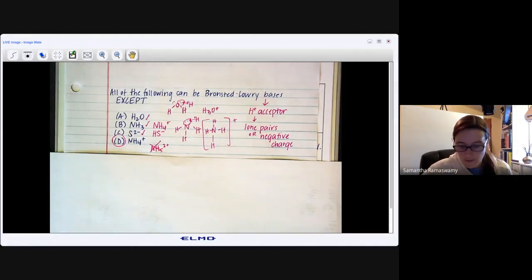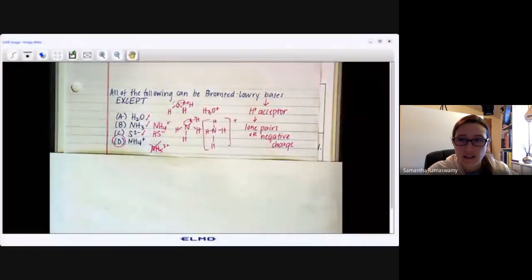Before we move on to the definition of strong acids and weak acids, are there any questions on looking at the conjugate acid-base pairs, amphoteric? Any questions on those?